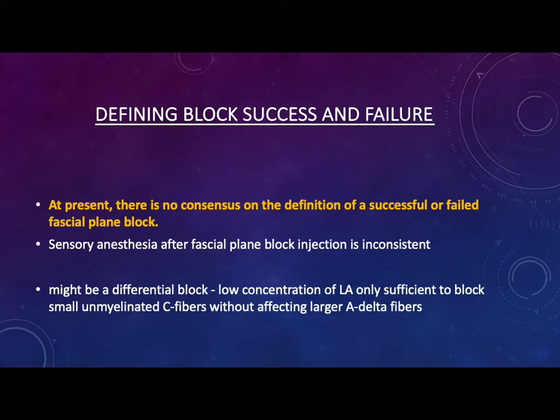For defining block success and failure, at present, there is no consensus on the definition of a successful or failed fascial plane block. This is because the sensory anesthesia of the fascial block injection is inconsistent. So the reliable indicators to assess outcome of block are motor loss and sensory loss. But what if the patient does not achieve both motor loss and sensory loss? We still cannot say that it is a failure. It might be a differential block where the low concentration of LA is only sufficient to block small unmyelinated C fibers without affecting larger A delta fibers.